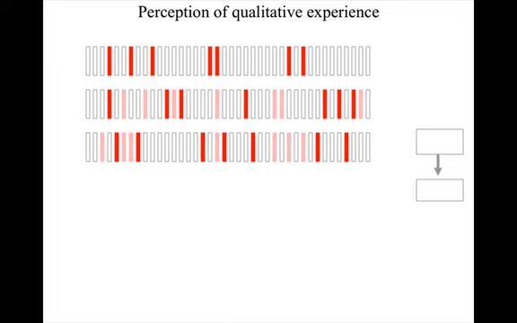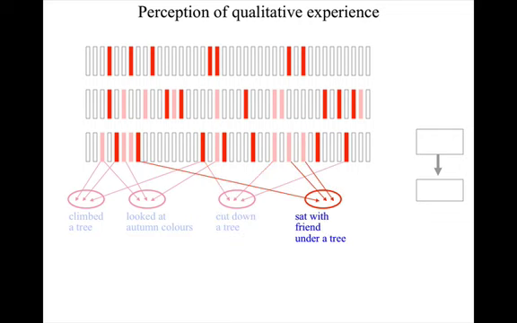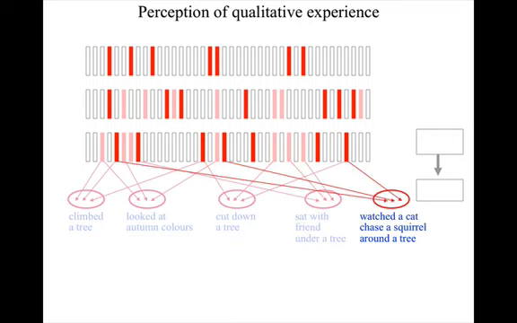And then, if we think about the columns active at the group of objects level of discrimination, there could be fragments of the population active when you climbed a tree in the past, or when you looked at autumn colours, or cut down a tree, or sat with a friend under a tree, or watched some activity around a tree, and so on. So there may be fragments of the populations active in the past in response to many different situations in which trees featured, and of course at more levels of complexity than I've actually illustrated.